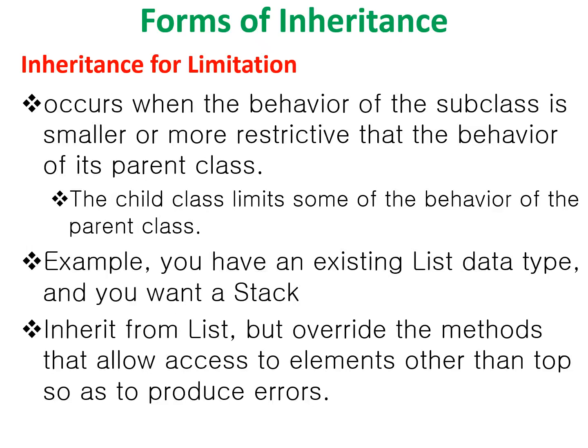Inheritance for limitations occurs when the behavior of a subclass is smaller or more restrictive than the behavior of its parent class. The child class limits some of the behavior of the parent class. For example, you have an existing list data type and you want a stack. You inherit from list, but override the method that allows access to elements other than the top. So an error will occur.